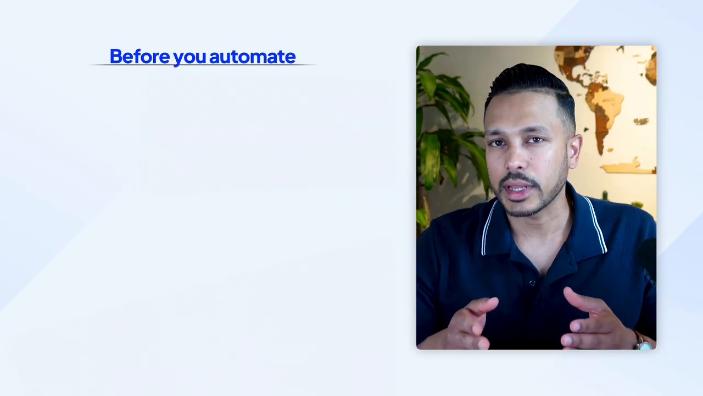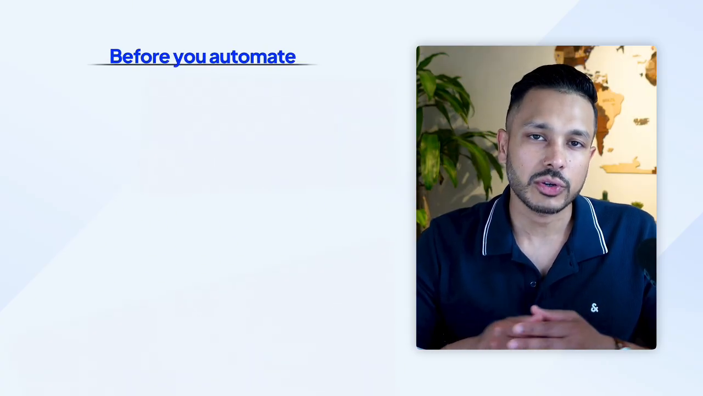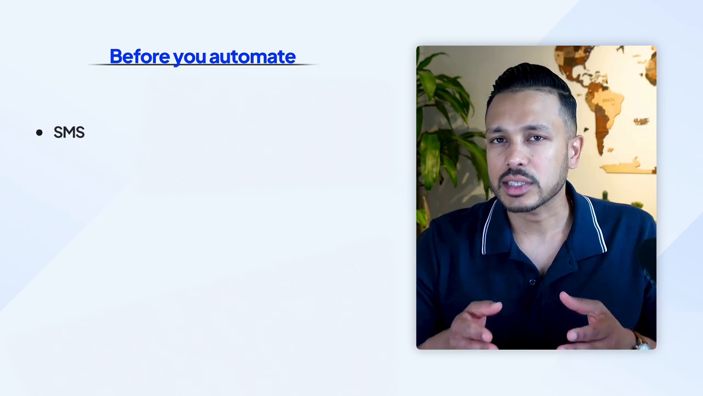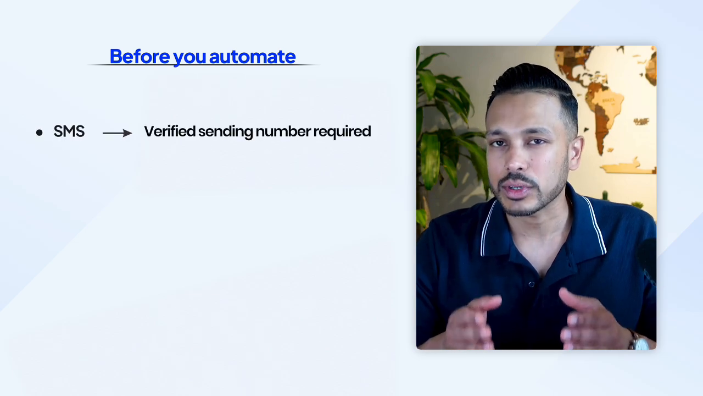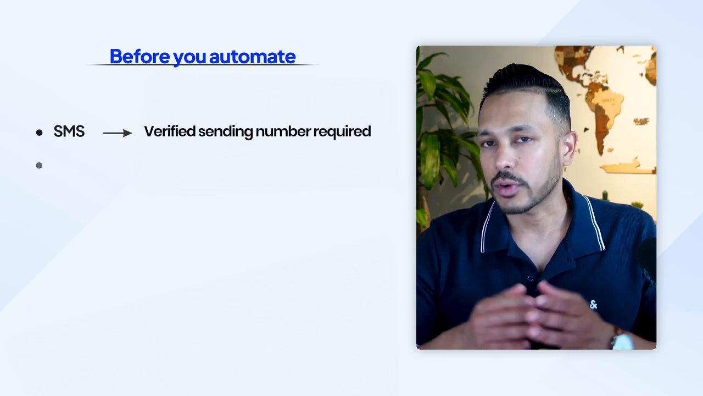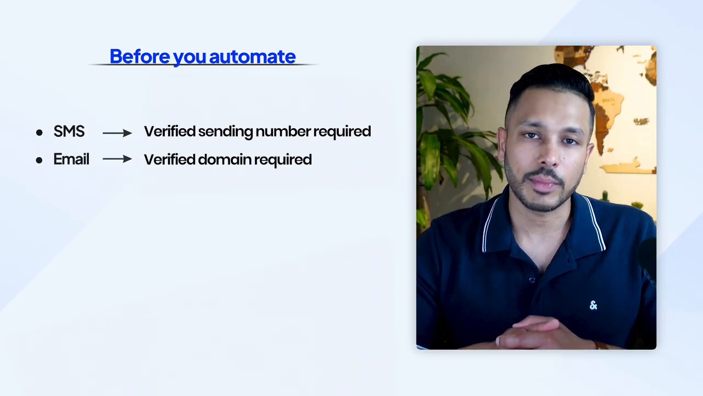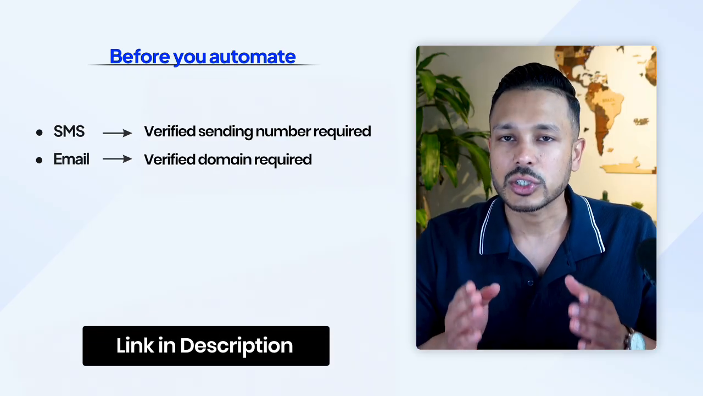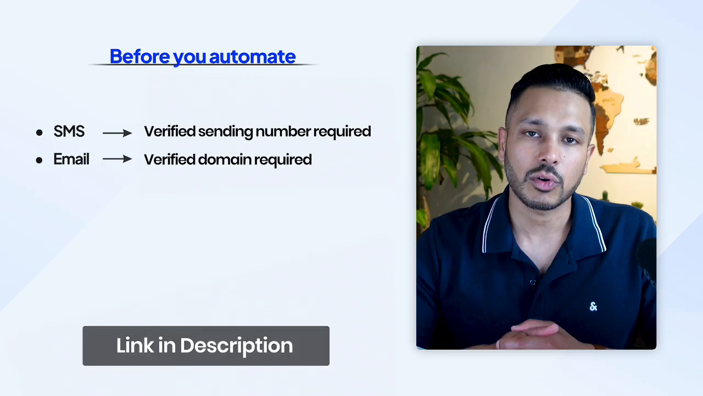Before you start automating, one important thing, make sure your sending setup is ready. For SMS, you need a dedicated number or sender ID for your region. For email, you need a verified sending domain. If you haven't done either of those yet, check the links in the description. We have full tutorials covering both.